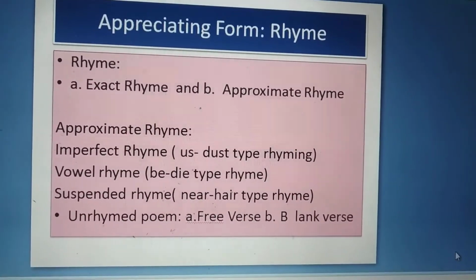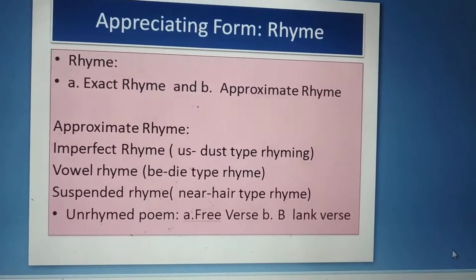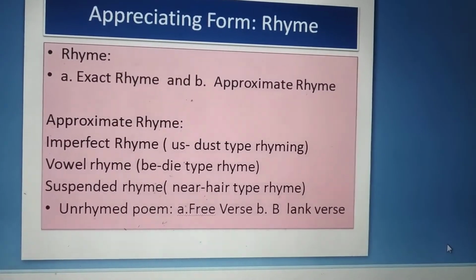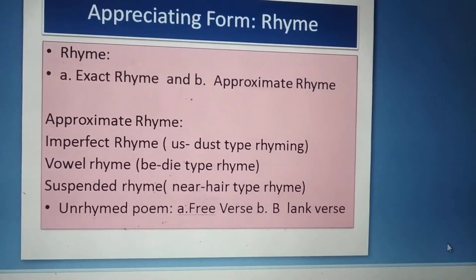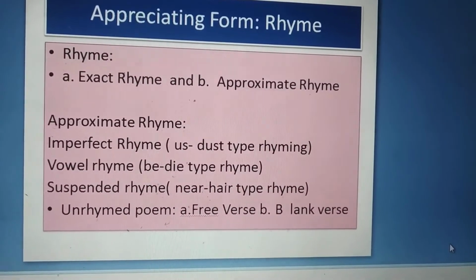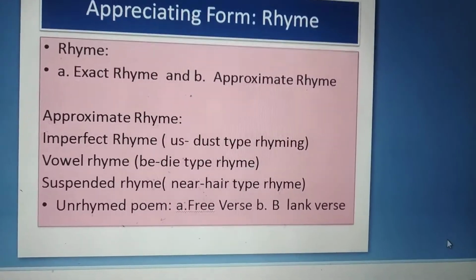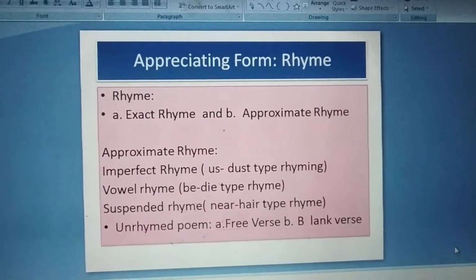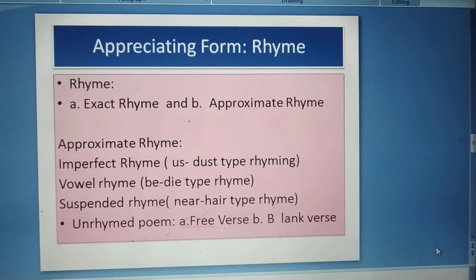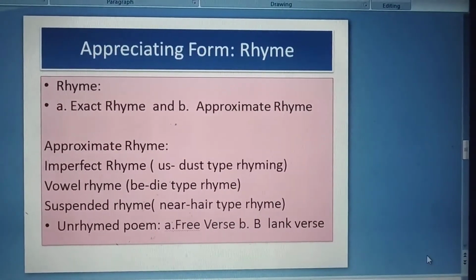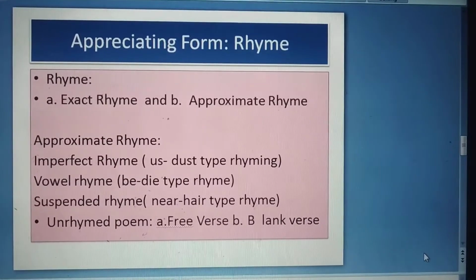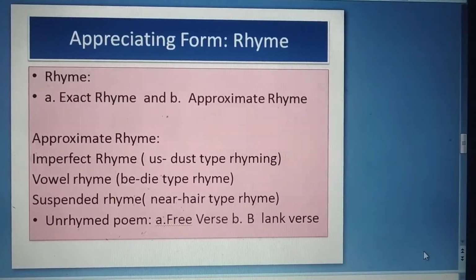When we appreciate the rhyme of the poem, we have to find out whether the rhyme is exact rhyme or an approximate rhyme. Sometimes the rhyme is exact, where the first line rhymes completely with the second line, or there can be difference in the rhyming pattern. The first line can rhyme with the third line, or the first line can rhyme with the fourth line, but there is a kind of exactitude in this kind of exact rhyming. But then there is approximate rhyming also.